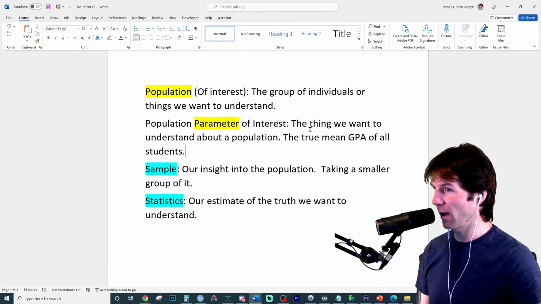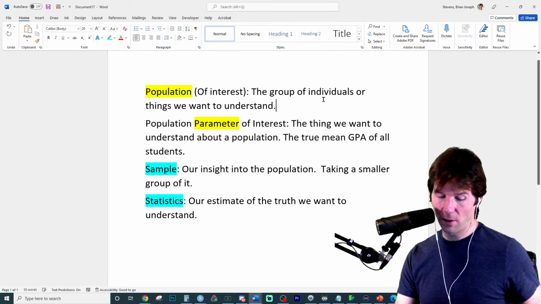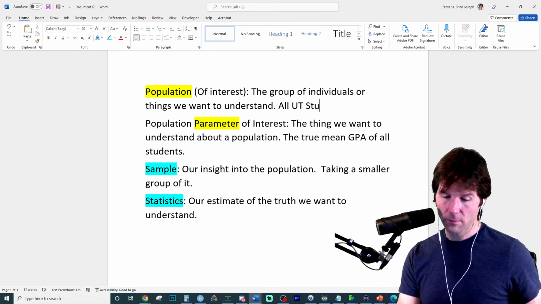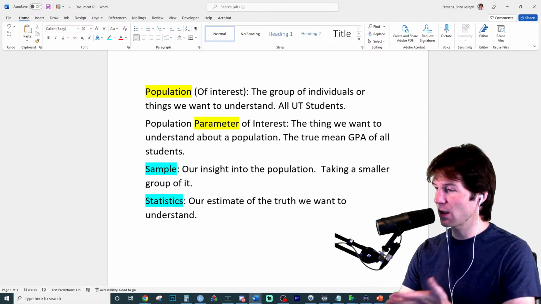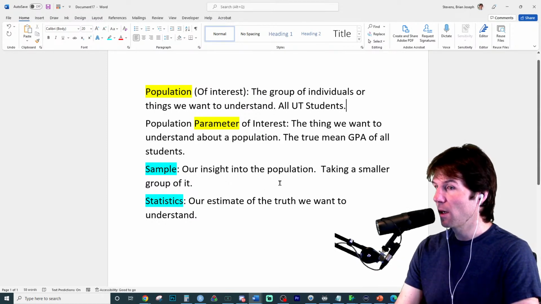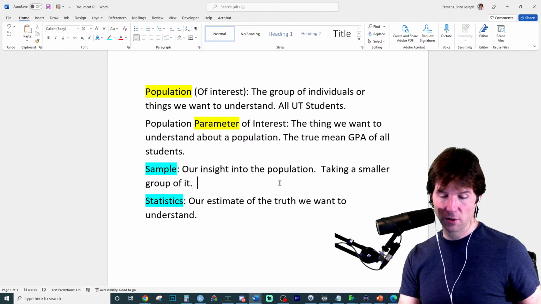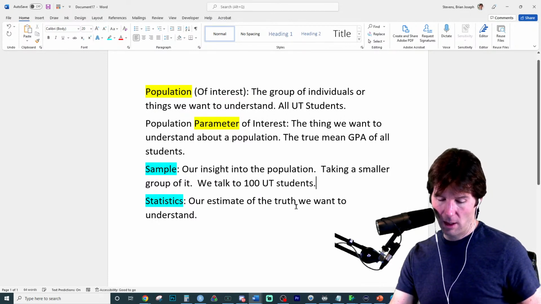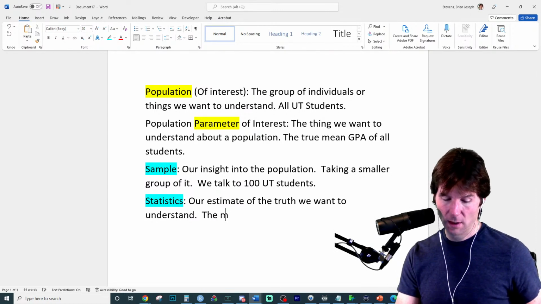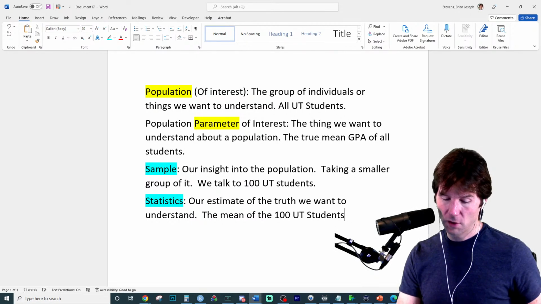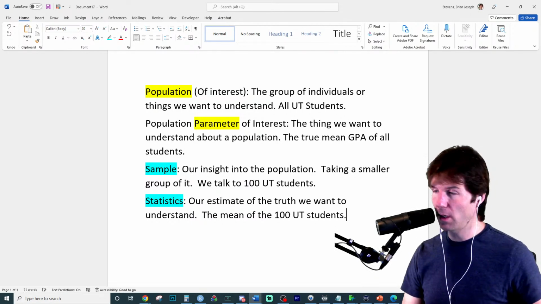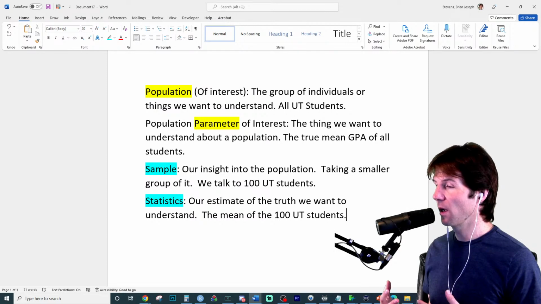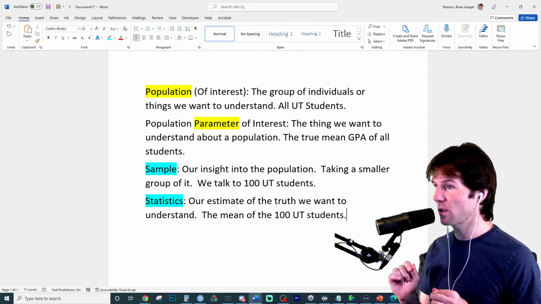Now, could we figure that out? So this would be like all UT students. No, we don't have access to all UT students. UT does, but when we go, we talk to 100 UT students, and we would figure out the mean of the 100 students. So if you look at this right here, the mean of the 100 students is a statistic because the statistic estimates the what?